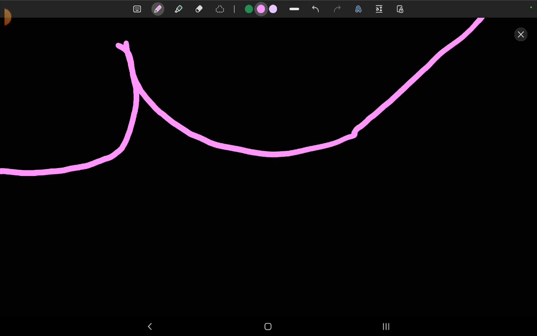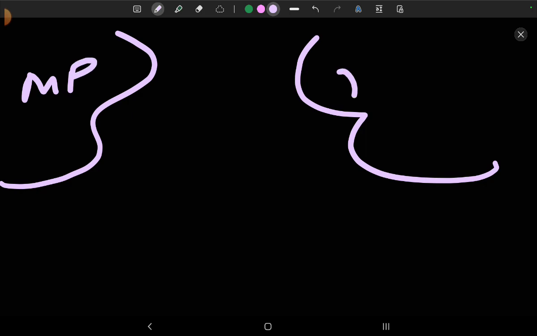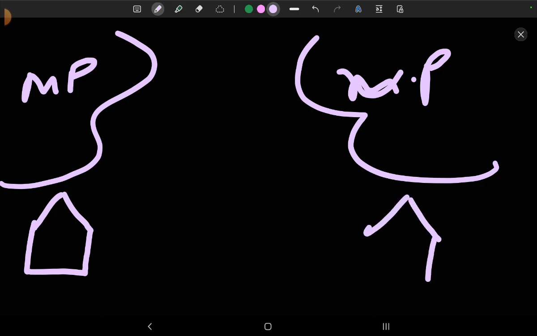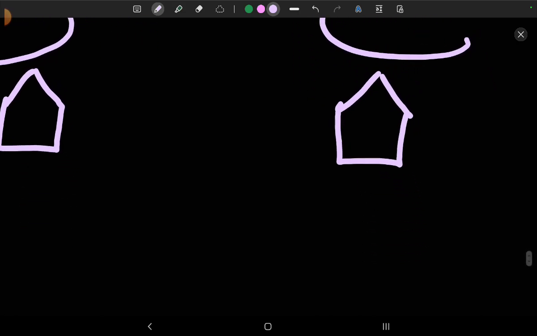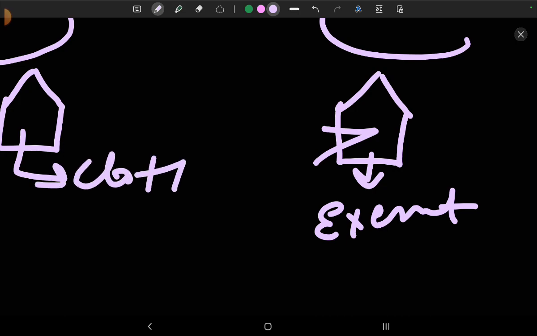Now, let's assume this is Madhya Pradesh and this is Uttar Pradesh. Okay, let's draw a different chart. This is Madhya Pradesh and this is Uttar Pradesh. Now I have a shop here and also here. Now in this shop I'm only making exempt supplies. I'm only selling alcoholic liquor or diesel from here. And this is the place from where I'm selling clothes.